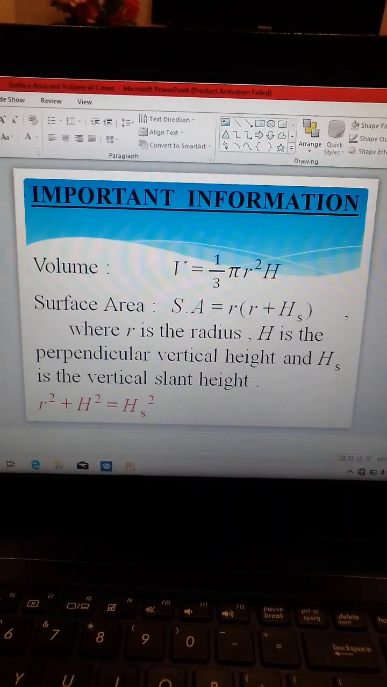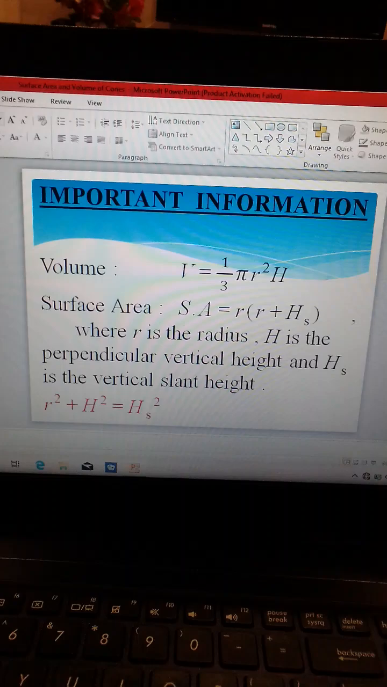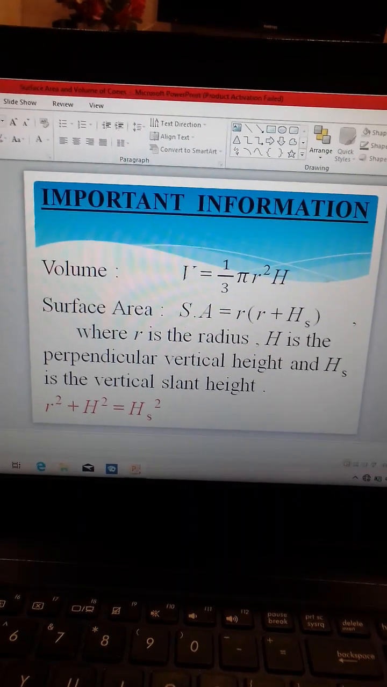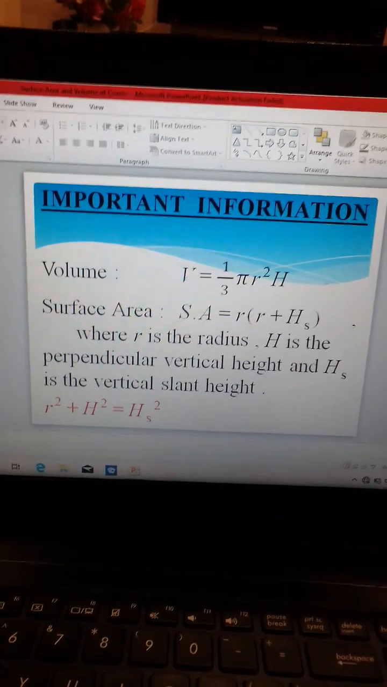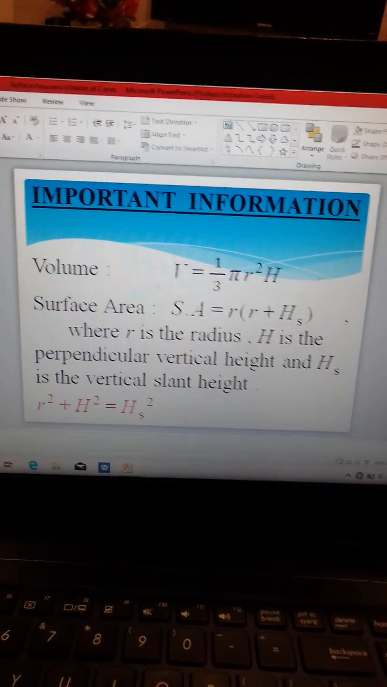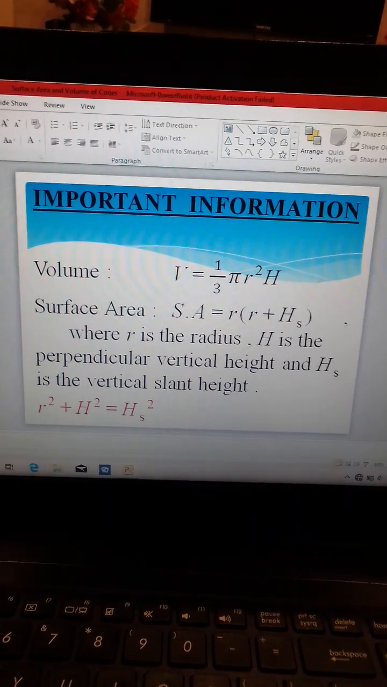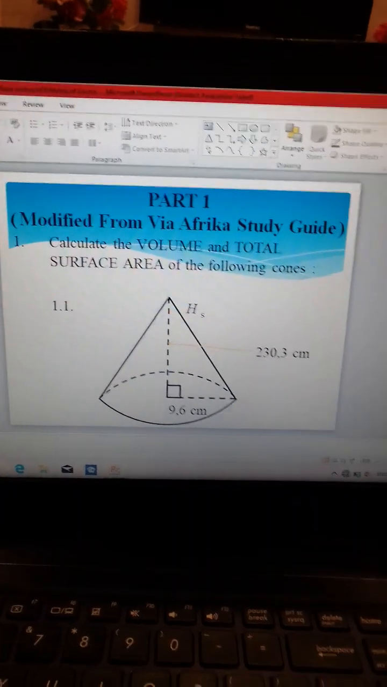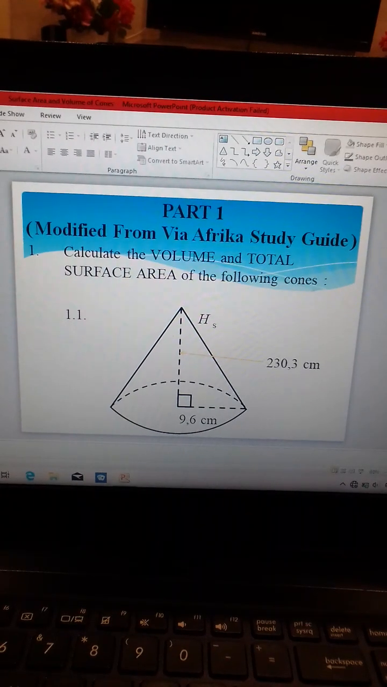It's important to know that in a cone, the radius, the perpendicular vertical height, as well as the slant height, they form a right-angled triangle, right? So the radius squared plus the perpendicular vertical height squared is equal to the slant height squared. Please take that down. I modified it from the Via Africa study guide.